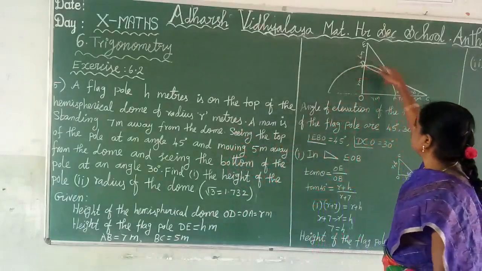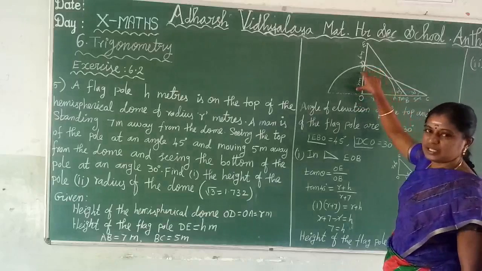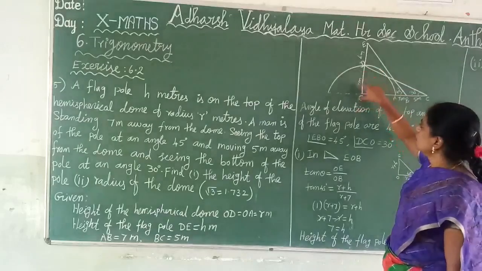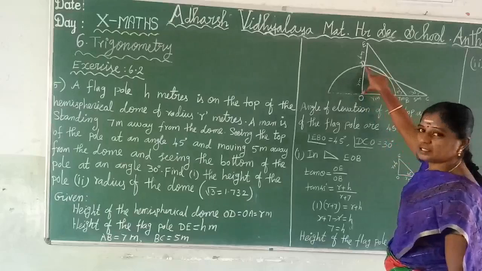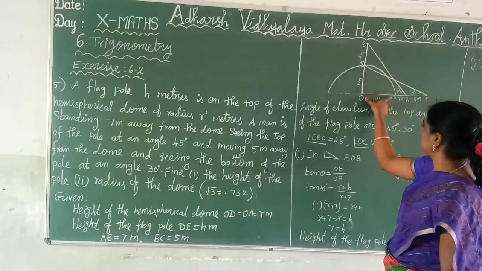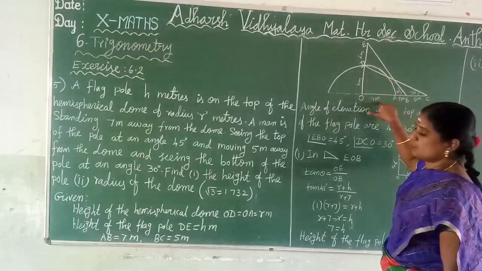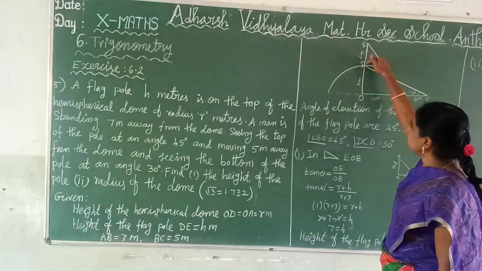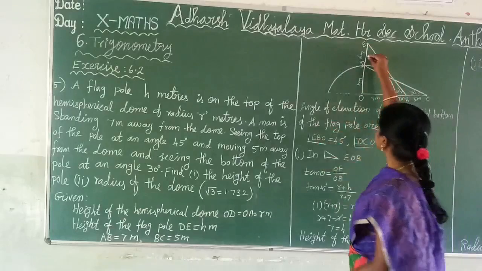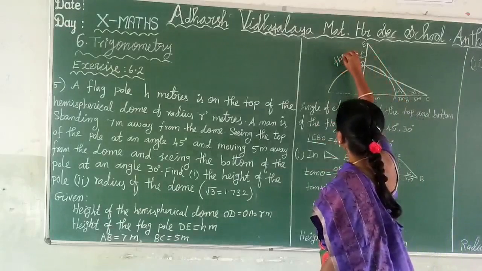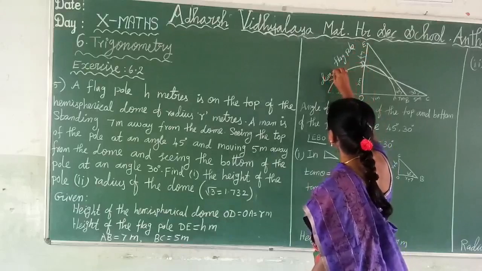So here one dome is there. That radius and height are same. That is a hemispherical dome, and that radius is r meter. So this radius and height also same, so this radius means this also same. So OD and OA is r meter. On the hemispherical dome, one flagpole is standing. So that is the flagpole. This one dome. Clear?